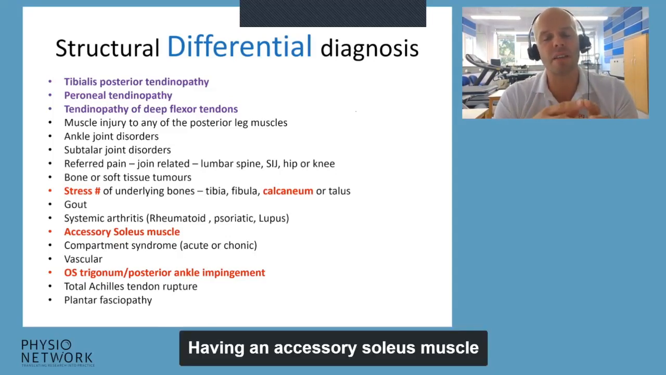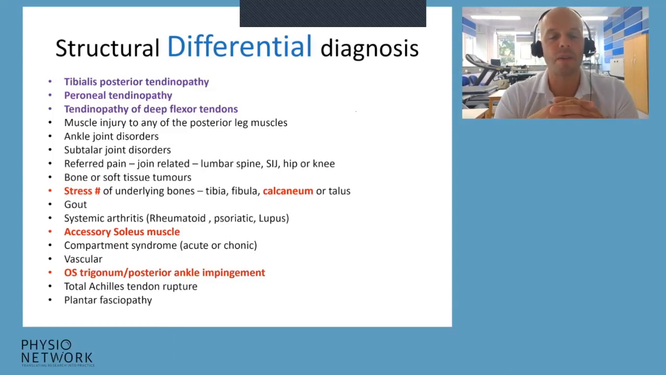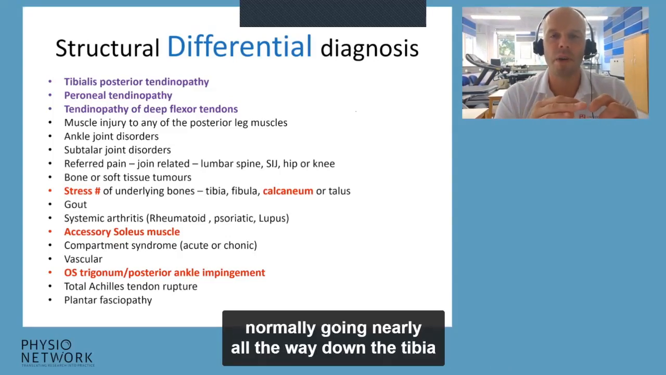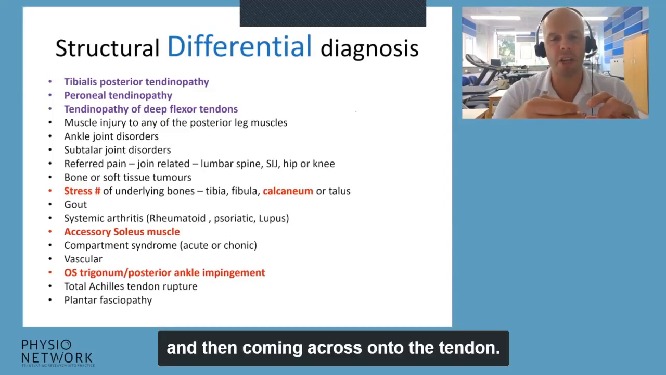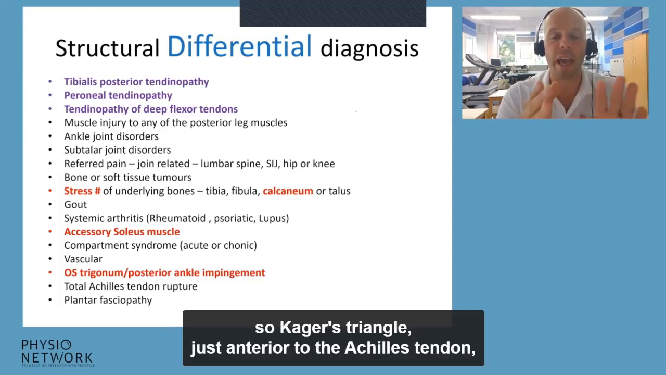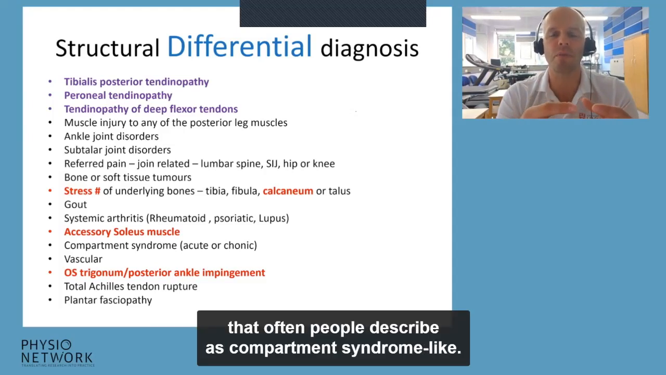Having an accessory soleus muscle is also one of these aspects that can mimic Achilles tendinopathy. An accessory soleus muscle is where you have a very low insertion of the soleus, normally going nearly all the way down the tibia and then coming across onto the tendon. And it may produce swelling in and around the fat pad, so Kager's triangle, just anterior to the Achilles tendon, and can sometimes present with symptoms that people often describe as compartment syndrome-like.